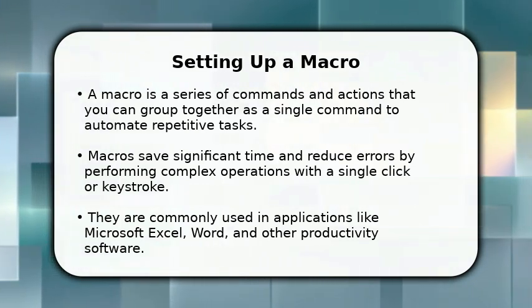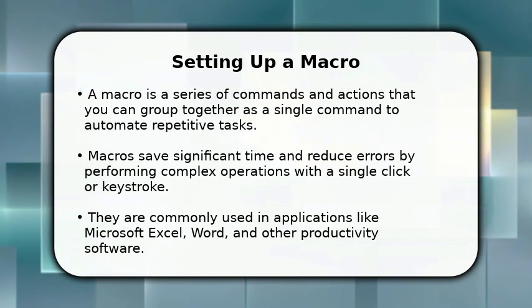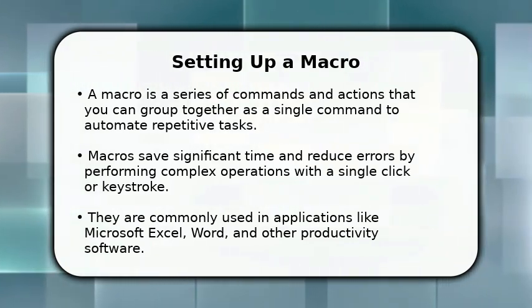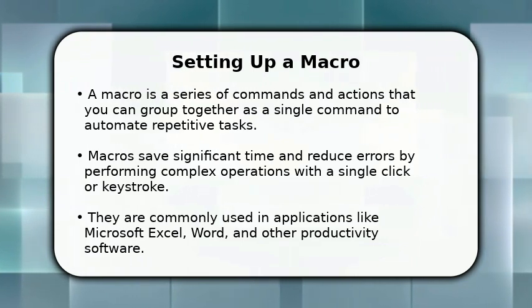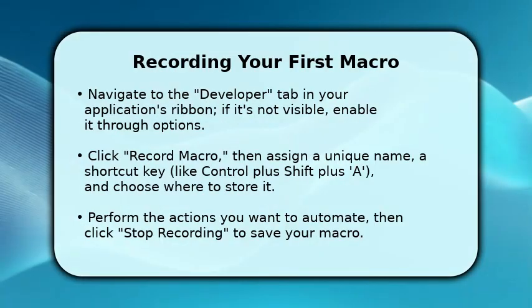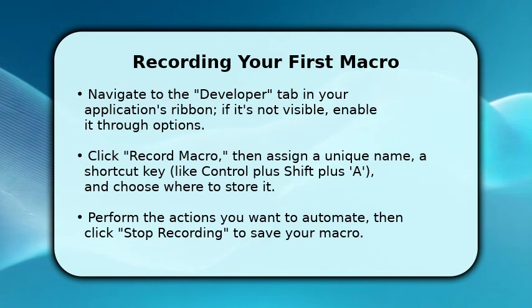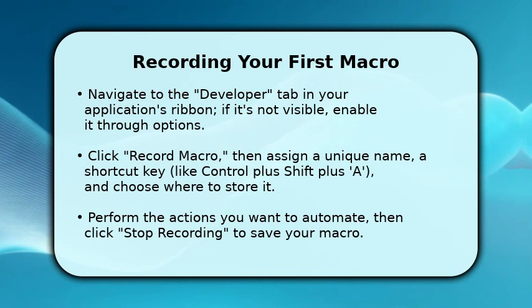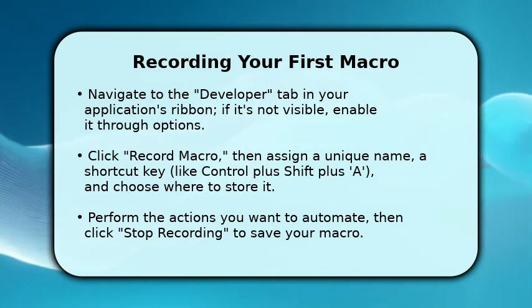We'll cover everything from recording your first macro to understanding basic editing and important security considerations, ensuring you can leverage this feature effectively. To record your first macro, begin by ensuring the Developer tab is visible in your application. Click Record Macro, then give it a descriptive name and assign a convenient shortcut key, perhaps Ctrl+Shift+M. You can also choose to store it in your personal macro workbook for global access.